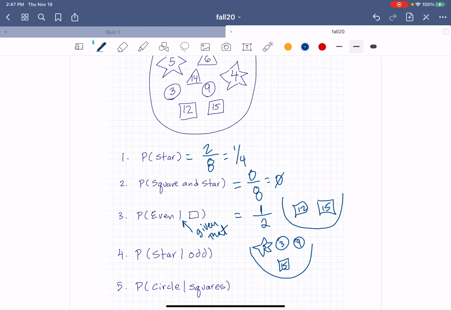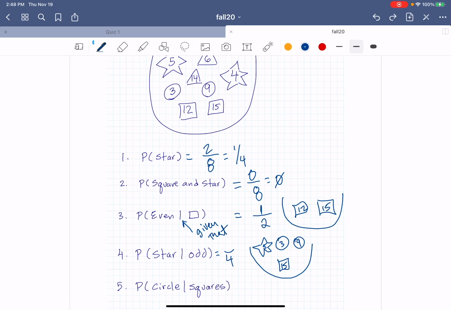5 is odd. 6 is not, because you can divide it by 2. 3 is odd, but not 14, because 2 goes into 14. 9 is odd. 4 is not, because 2 goes into 4. 12 is not, because 2 goes into 12. And 15 is odd. So 12 is even, 15 is odd. So there's 4 of these items. Again, this gives you a conditional statement. Think of this as cutting the bag, and the bag now has 4 items.